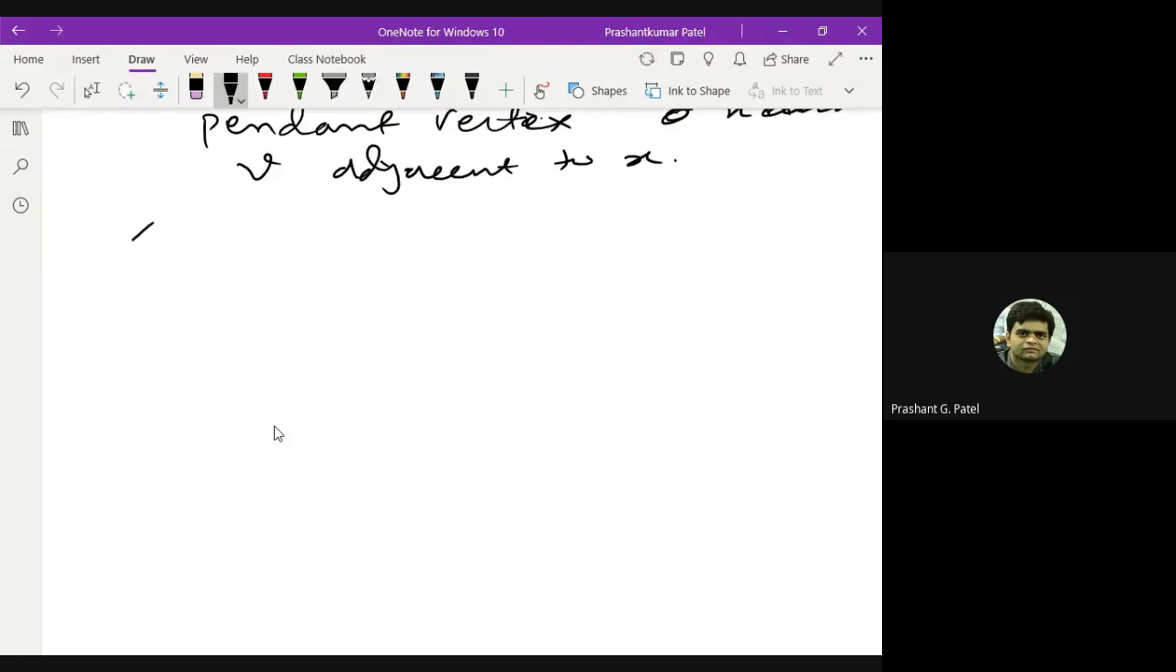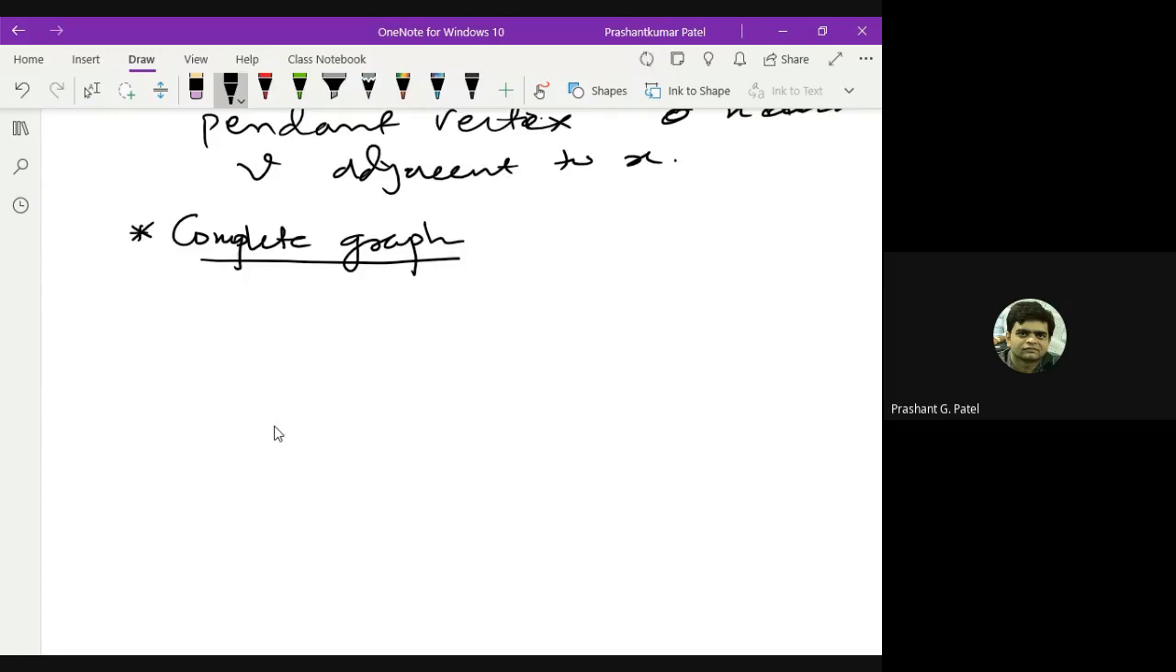The next definition is a complete graph. See, we are just developing the terminology of graph theory, and later on we'll use all this terminology when we discuss some applications. So, what is a complete graph? A complete graph is actually a simple graph. What do you mean by simple graph? There will be no parallel edges and no loop. That is called a simple graph.